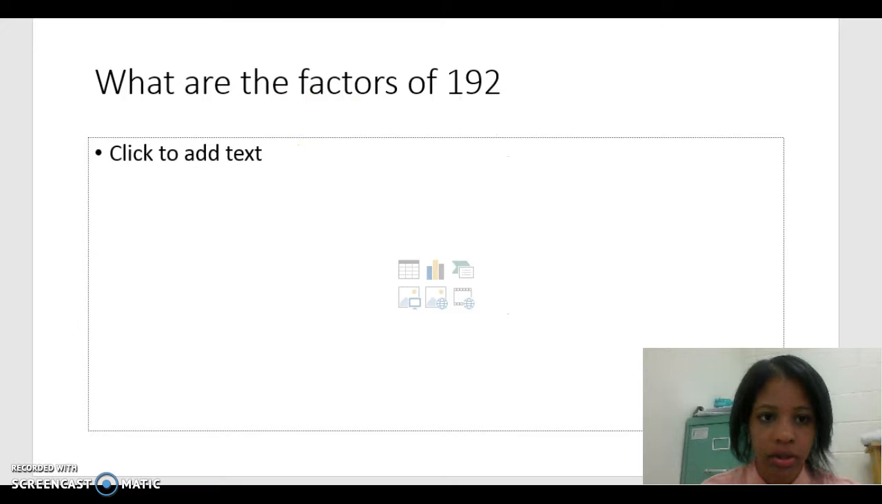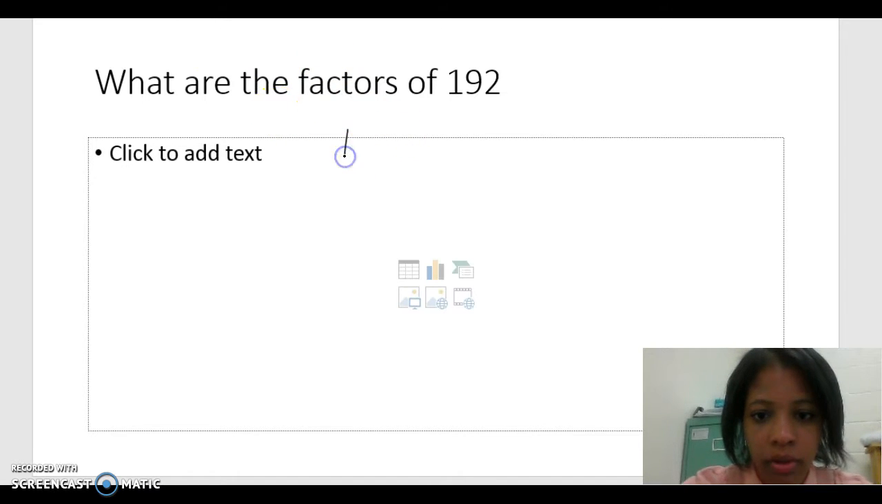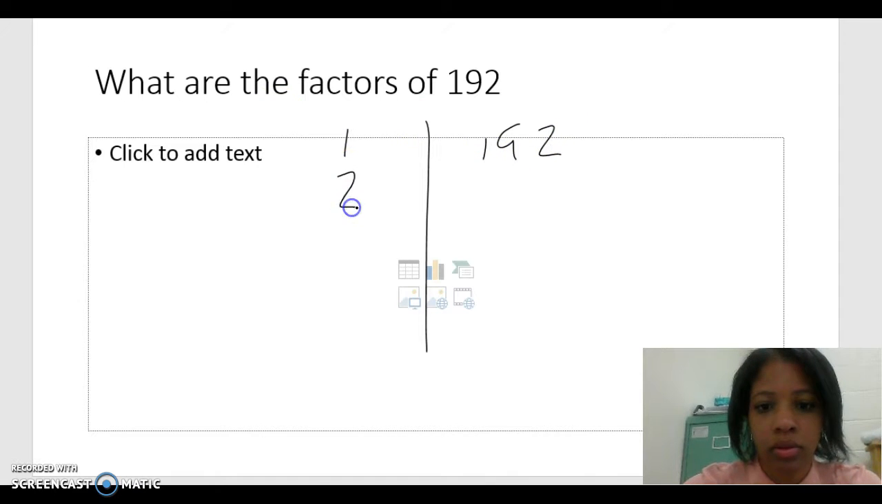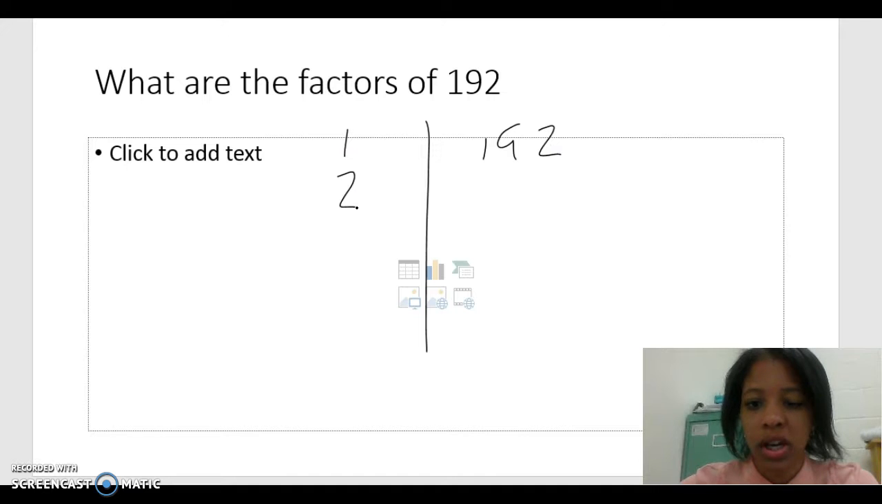Let's look at 192. I might miss some of these. Alright, this is a larger number, so we're going to have a lot more factors. So I'm starting with my number 192, and I'm still going to start with 1. So I know 1 times 192, right? And try 2. So it'll be 2 times 96 will give me 192. I'm going to try 3. 3 times 64 will give me 192.